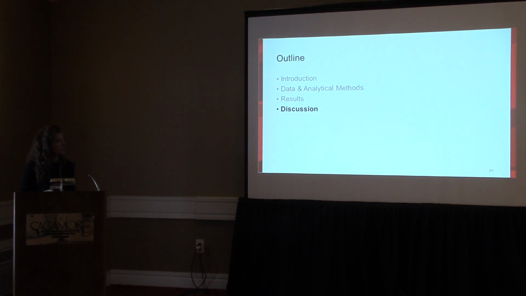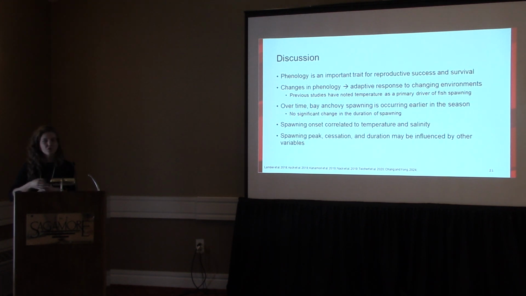Now going into the discussion. So in general, as a recap, spawning phenology and phenology in general is important for reproductive success and survival. And changes in phenology are often adaptive responses to environmental changes. And previous studies have noted that water temperature is an important driver for fish spawning and changes in phenology. Over time, bay anchovy spawning has occurred earlier in the season, but there's been no significant change in duration of spawning.